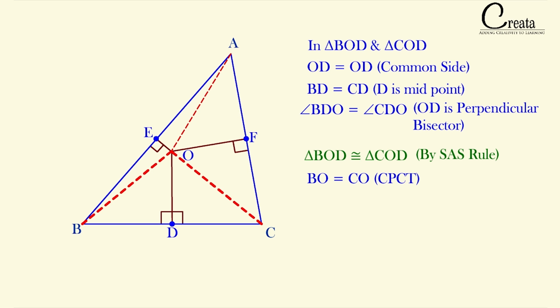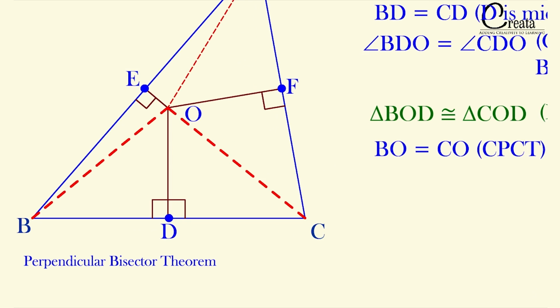We can also get the same result, that is BO is equal to CO, through the perpendicular bisector theorem. This concept, that is the perpendicular bisector theorem, is not part of this lecture and we have just added it as an additional concept. You should know it. As per the perpendicular bisector theorem, if a point is on the perpendicular bisector of a segment, then it is equidistant from the endpoints of the segment.